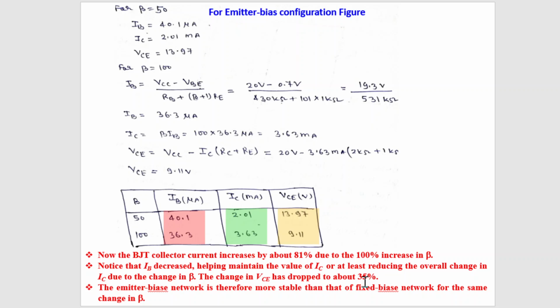So by comparing both configurations, fixed bias and emitter bias, one can say that the emitter bias configuration is more stable than the fixed bias network for the same change in beta. If the value of beta is changing in the same manner, then of both configurations, the emitter bias configuration is much more stable than the fixed bias configuration. I hope you clearly understand whatever message I want to convey to you.